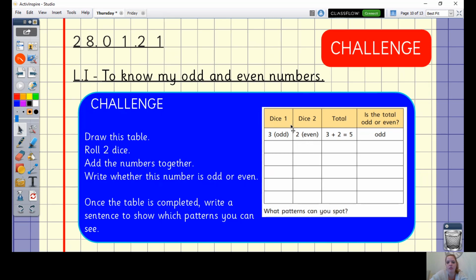You need to draw the table out on your paper. Then you need to roll 2 dice and write down the numbers on each of those dice. So for example, our question here. So dice 1 rolled a 3. So 3 could be dice 1. We know 3 is an odd number. Dice 2 showed the number 2, which is an even number.